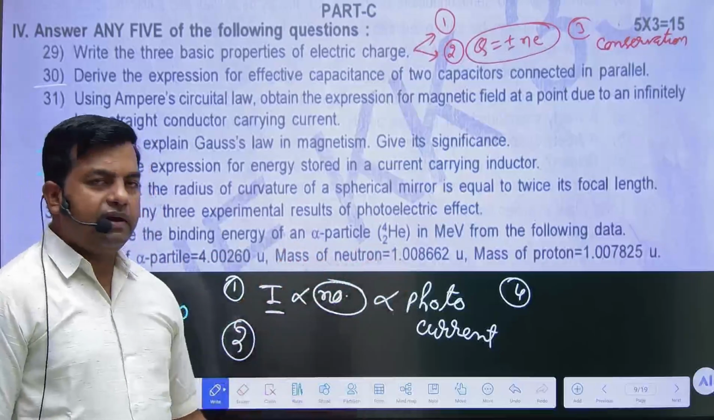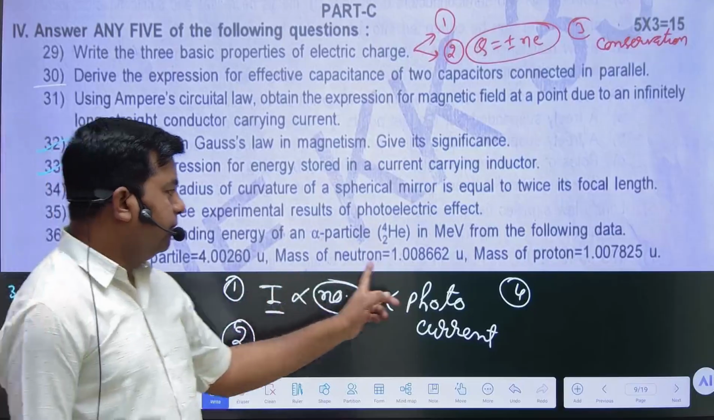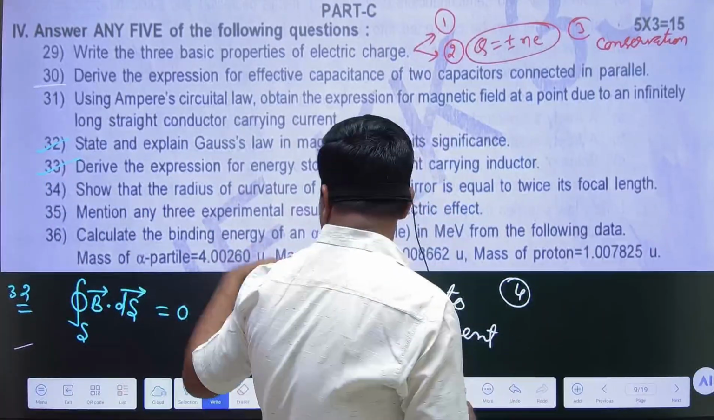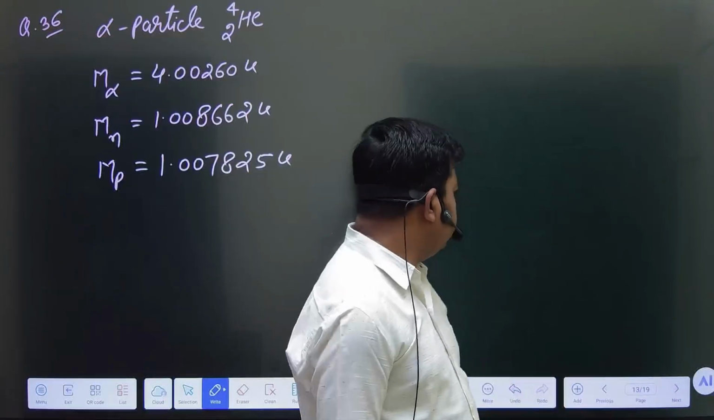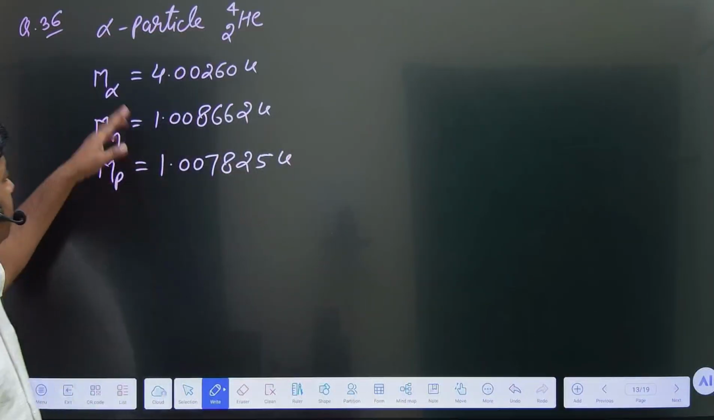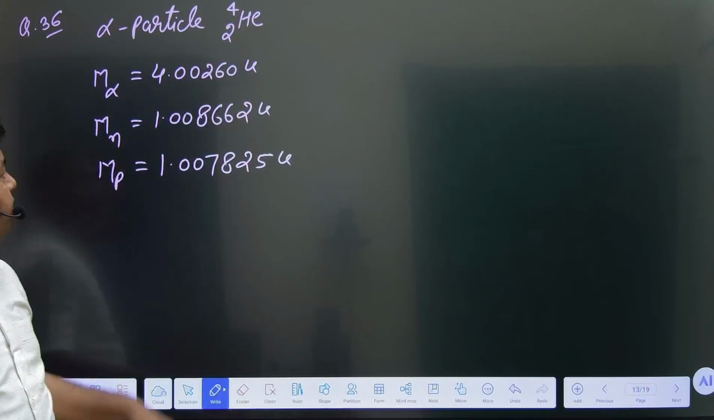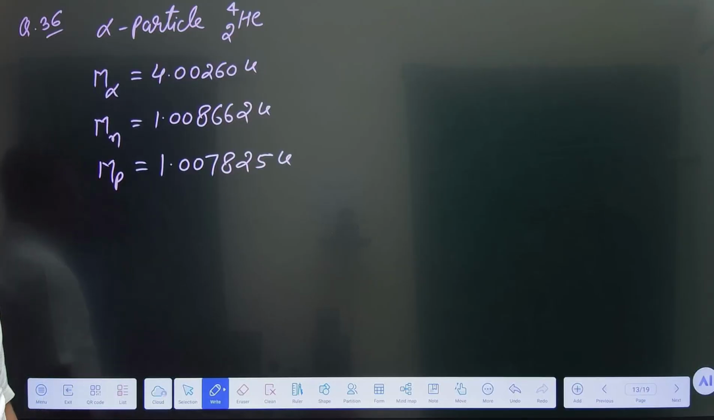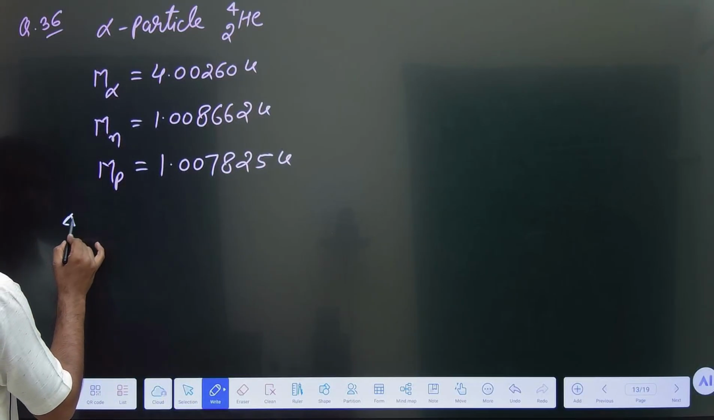Next, question number 36. The binding energy of the alpha particle is to be found from the following data. Mass of the alpha particle is this, mass of the neutron is this, and mass of the proton is this. You have to calculate the binding energy. This is the alpha particle, 2He4. First of all, we write the mass defect delta m.